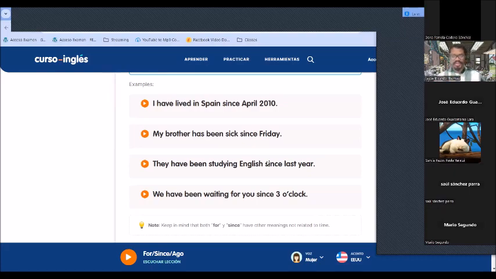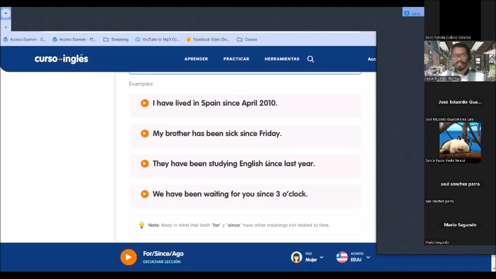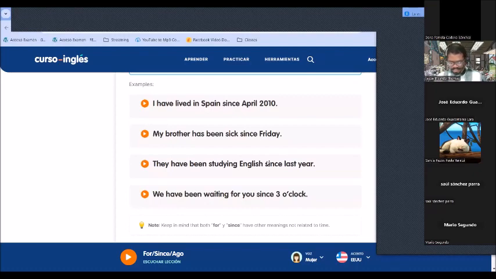Jose Eduardo, help us with some more examples. I have lived in Spain since April 2010. My brother has been sick since Friday, and they have been studying English since last year. And we have been waiting for you since 3 o'clock. Right, all showing us when the past beginning event was, and we know the story continues from this point.